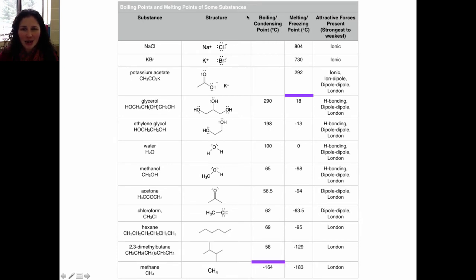So let's look at this column here, boiling and condensing point. Here, room temperature is above the boiling point for methane, but it's below the boiling point for all of these other substances. And so the only substance in this chart that will exist as a gas at room temperature is methane. Anytime a substance's boiling point is below the temperature that exists, in this case room temperature, the substance will exist as a gas.